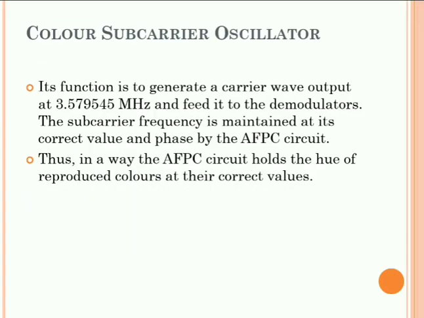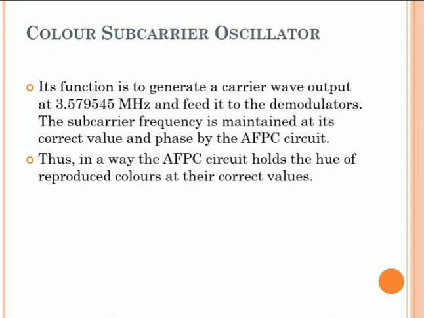Okay. We will see the color subcarrier oscillator. What is the use of that color subcarrier oscillator? As we have seen before, we are giving two inputs to the two demodulators, the I demodulator and the Q demodulator. One of the inputs is the subcarrier oscillator frequency, or subcarrier frequency. Now we will see what the subcarrier oscillator is.